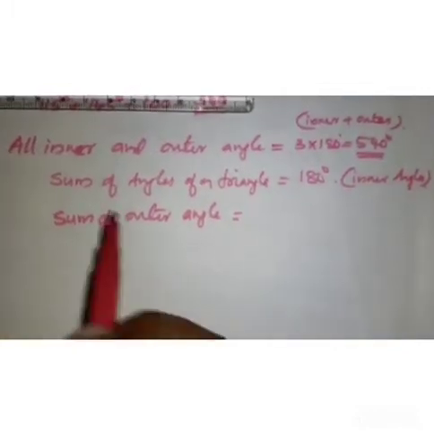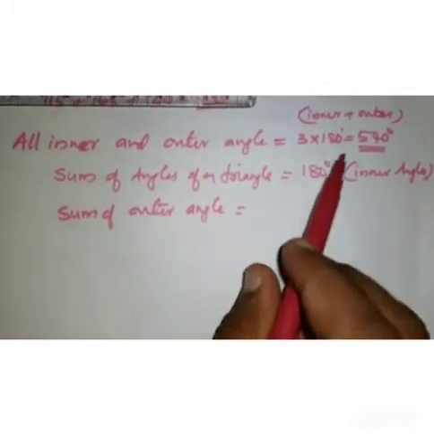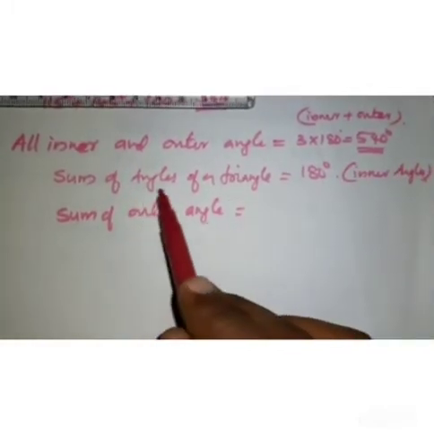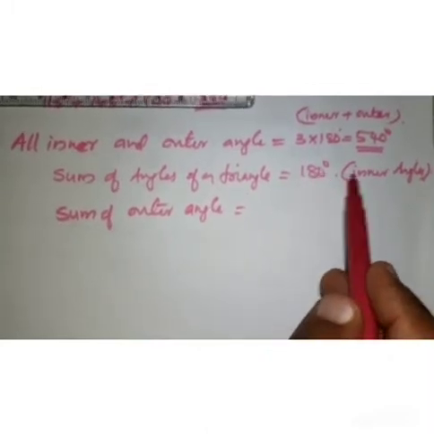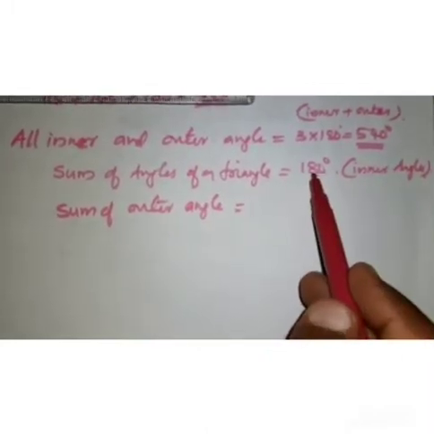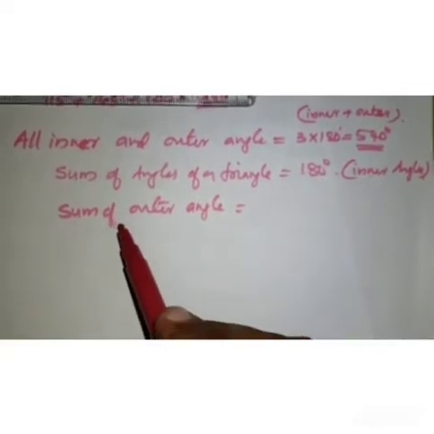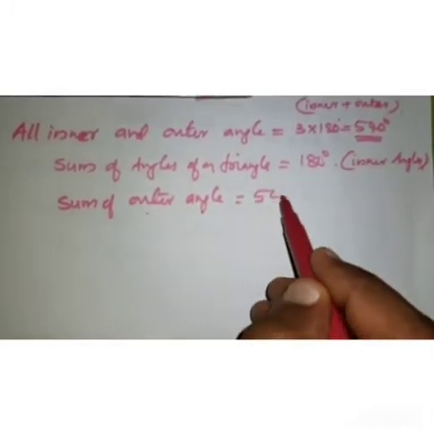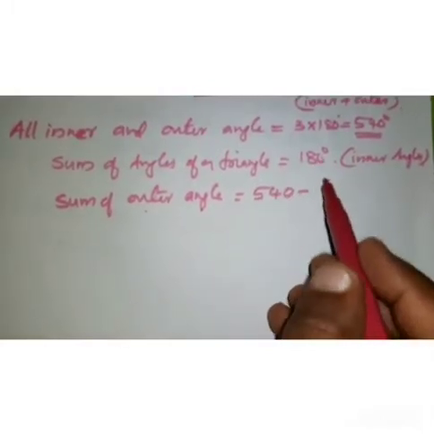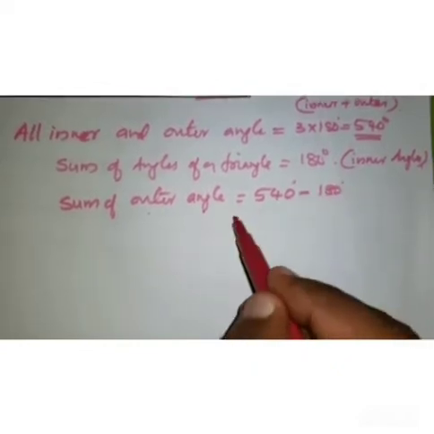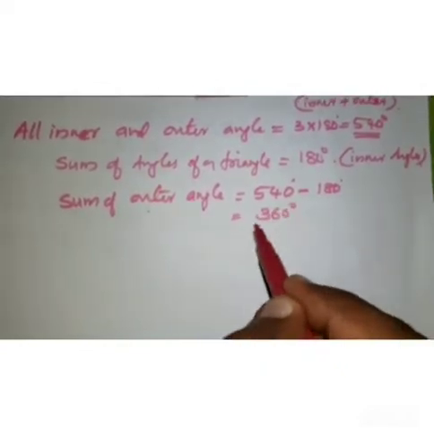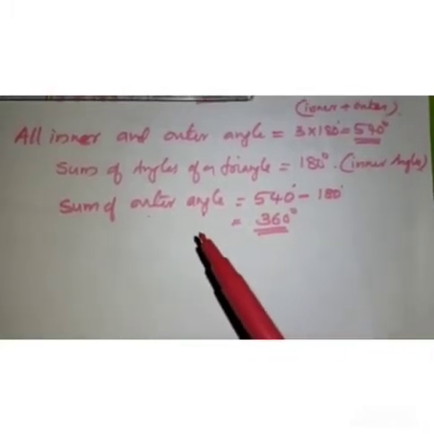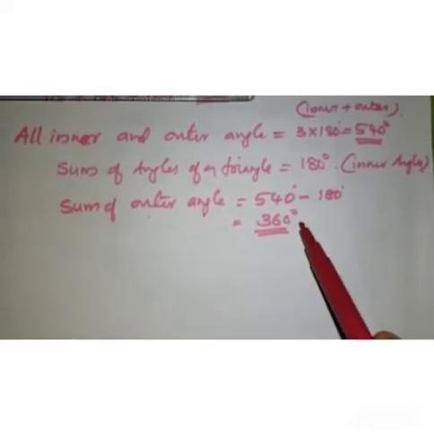See again, all inner and outer angles together it is 540. That means inner plus outer angle together is 540. Then the sum of angles of a triangle, you know how much? 180. That means that is the inner angle. Sum of inner angles is 180. Then what you have to find out? You have to find out outer angles alone. So from this total 540, you have to subtract the sum of inner angles. So you get the answer as 360 degrees. So the sum of outer angles of a triangle should be equal to 360 degrees.